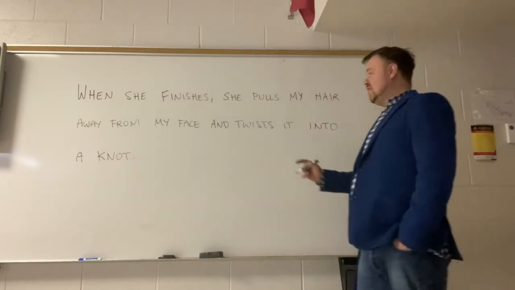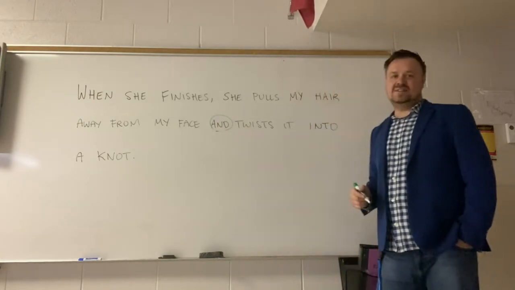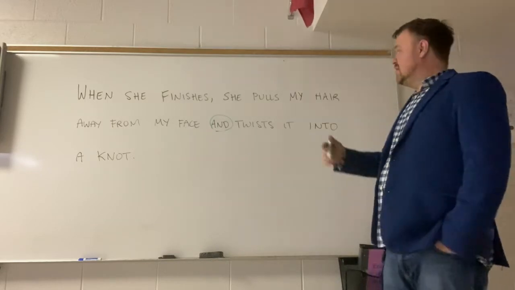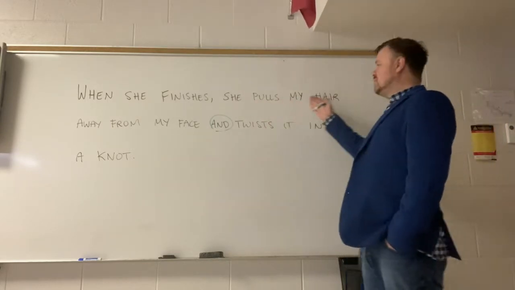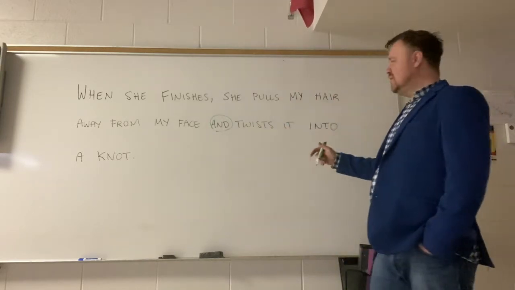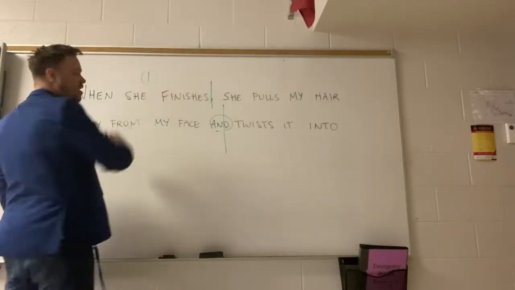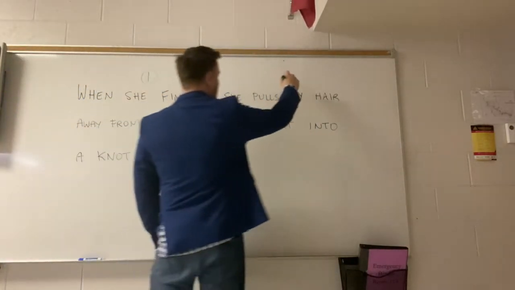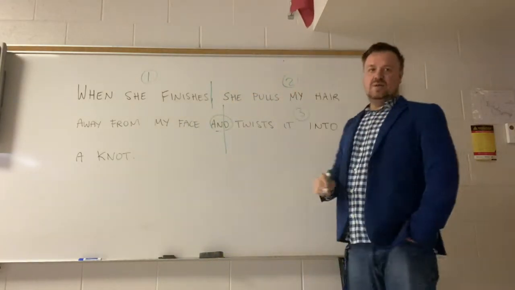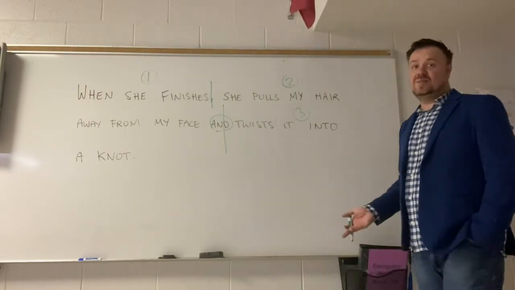Second, we have and. Some of you correctly identified this as a conjunction, which means it's joining 2 things together. What 2 things? 2 clauses. One, she pulls my hair away from my face, and two, she twists it into a knot. So we have idea number 1, idea number 2, and idea number 3. Once we've divided this out into 3 sections, it is a lot easier for us to start diagramming the sentence.